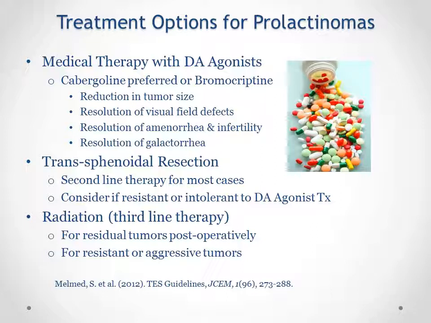Transsphenoidal resection surgery is considered second-line therapy for most cases, especially if patients are resistant or intolerant to the cabergoline or bromocriptine. However, surgery does not always help with the very large tumors and does not help to reduce the serum prolactin levels. Radiation therapy is considered third-line therapy for residual tumors after surgery or for very aggressive or resistant type of tumors.